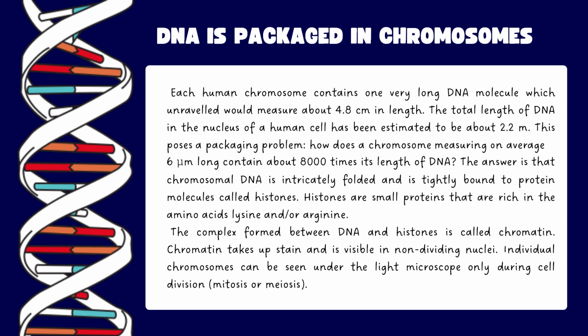Histones are small proteins that are rich in the amino acids lysine and arginine. The complex formed between DNA and the histones is called chromatin. Chromatin takes up stain and is visible in non-dividing nuclei. Individual chromosomes can be seen under the light microscope only during cell division, mitosis or meiosis.